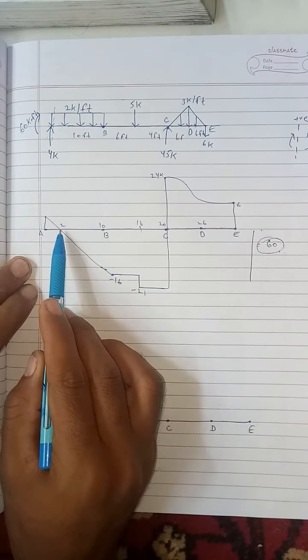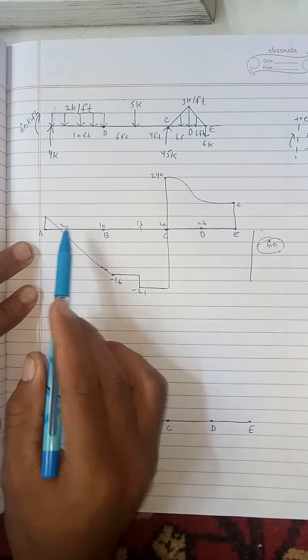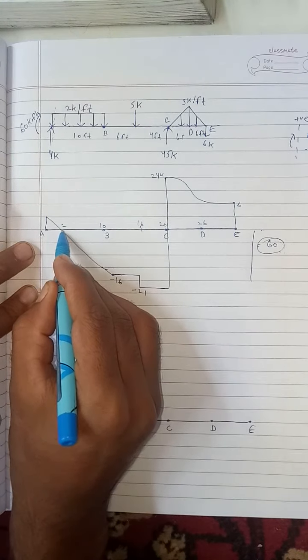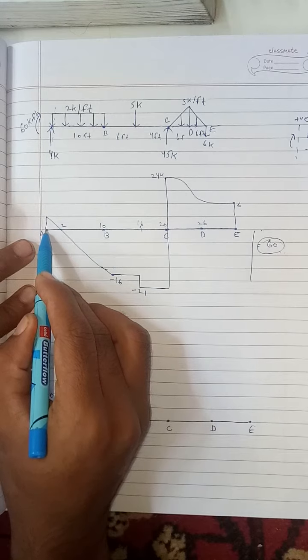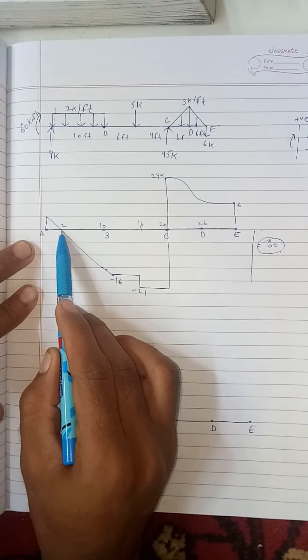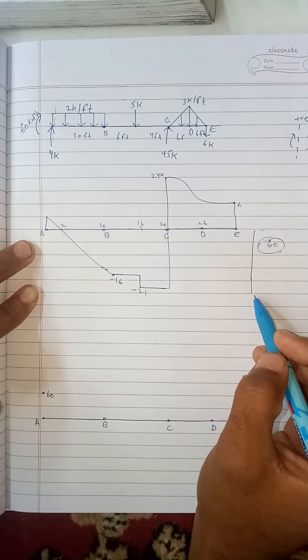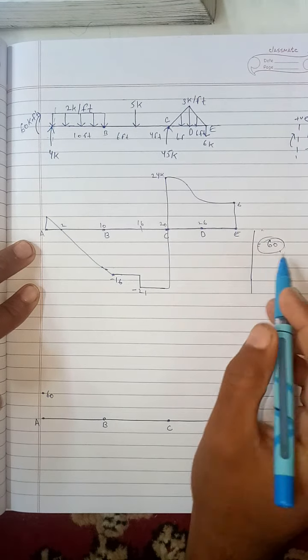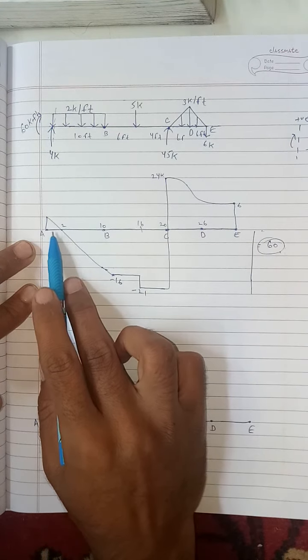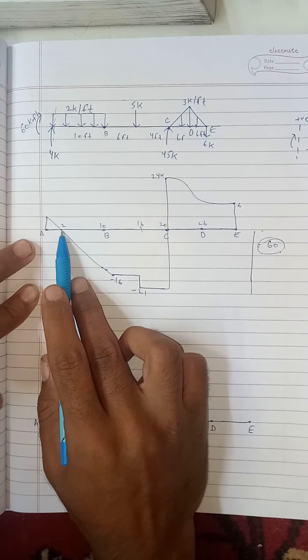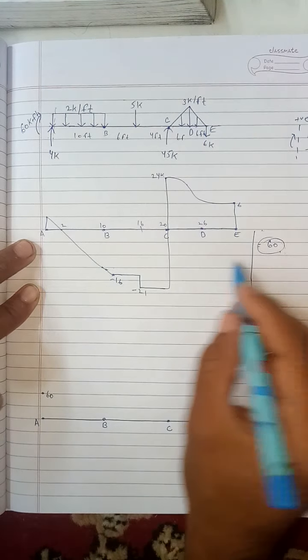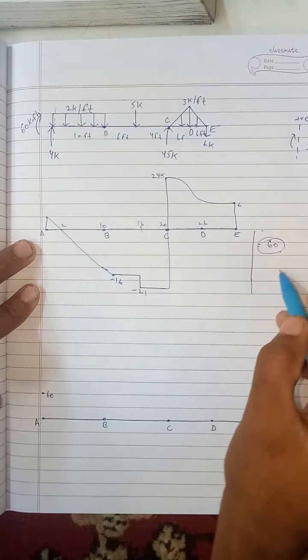Now at this point, which is 2 meters away from support A, the shear force is 0. It means what? Shear force is the slope of the bending moment diagram. So the slope of the bending moment diagram will be 0 at a distance of 2 meters from support A.